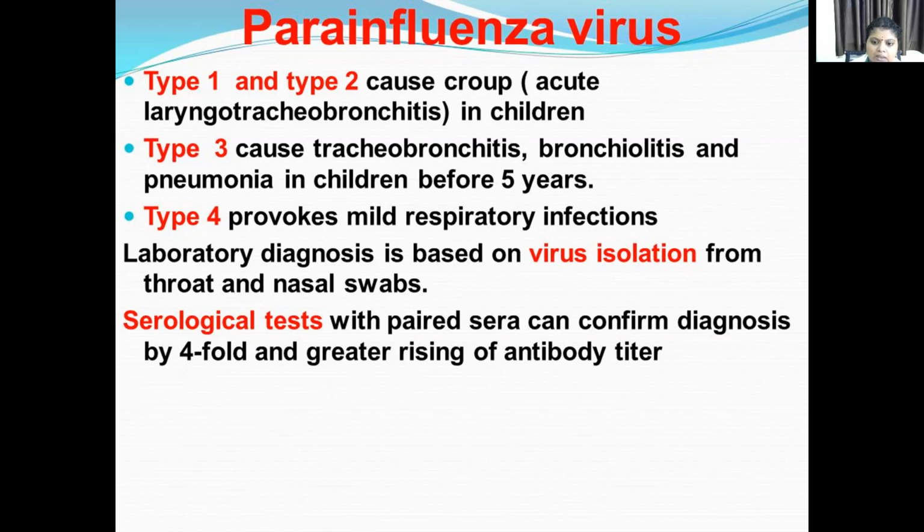Previously, Sendai virus and hemagglutinating virus of Japan type 2 were grouped together and called type 1 virus. These 2 viruses are grouped and named type 1 virus. This type 1 virus usually causes inapparent infection. Sometimes in severe cases you will see tracheobronchitis also. Type 2 usually causes croup.